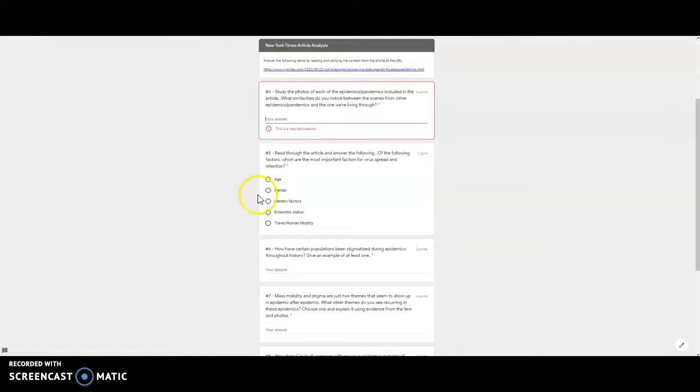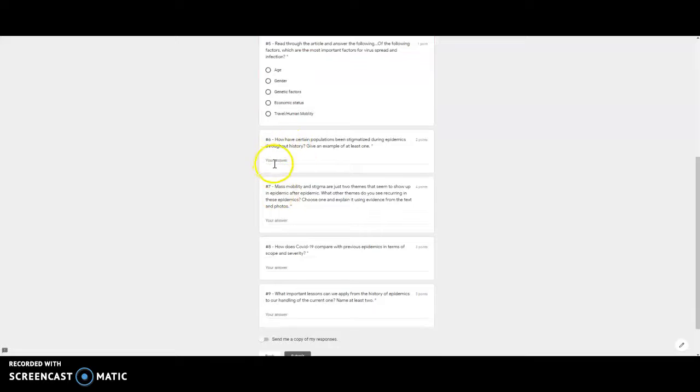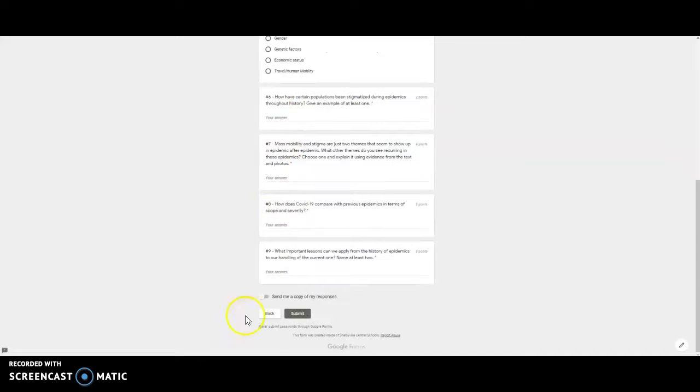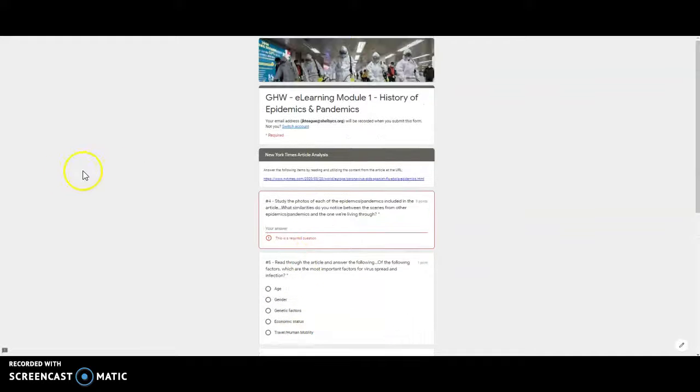There's that. So go through the article, go through the rest of the questions. Number 4 is a written response, 5 is multiple choice, 6 is a written response, 7 as well, written response, 8 and 9, same.